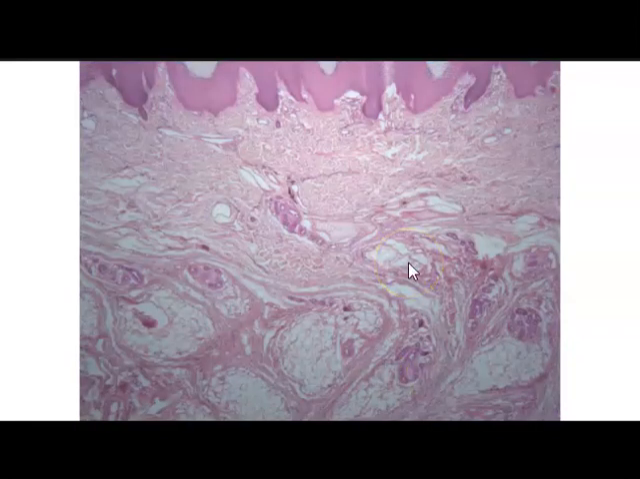And this is just more thick skin. Here we can actually see some adipose tissue. We might see some sweat glands here. We see our dense irregular connective tissue, loose areolar connective tissue, and then just the deeper parts of the layers of the epithelium.